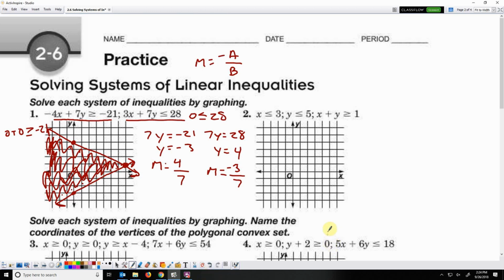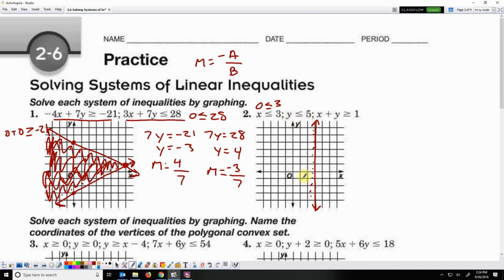Okay, on number 2, I have 3 inequalities. X is less than or equal to 3. So I'm going to graph the line x equals 3. 1, 2, 3. That's a vertical line right there. X equals 3. All of these are underlined, so they're all going to be solid lines. If I plug in the origin, 0 is less than or equal to 3. That is true, so I shade this one toward the origin.